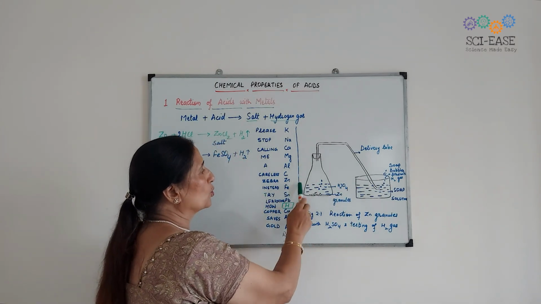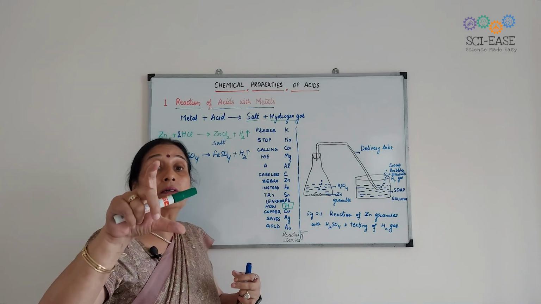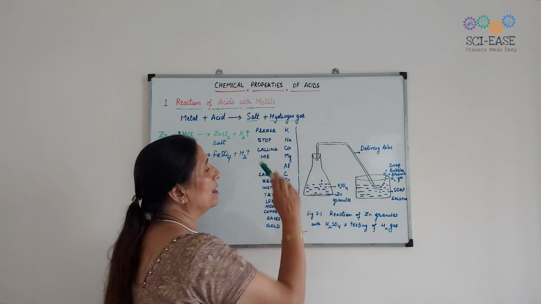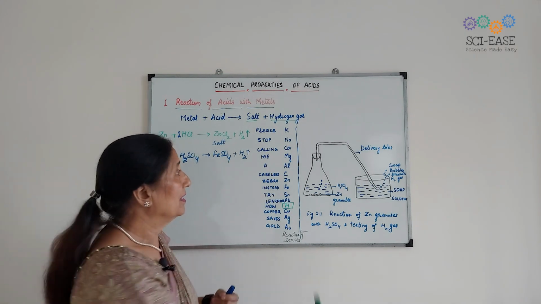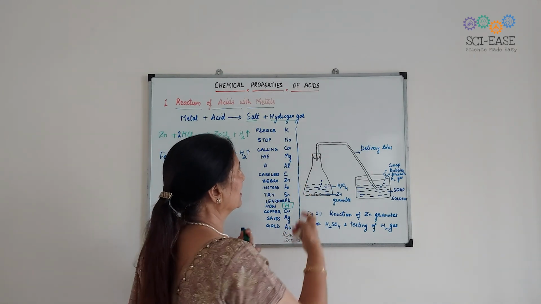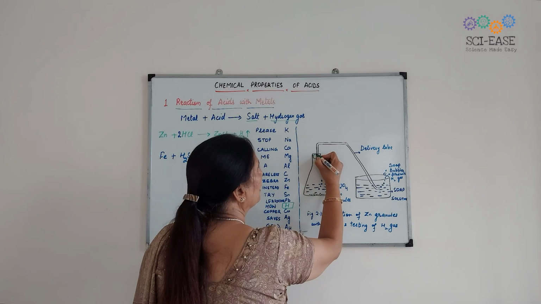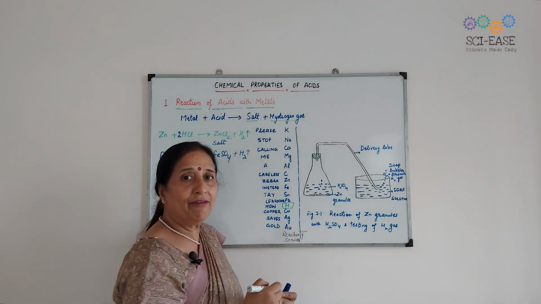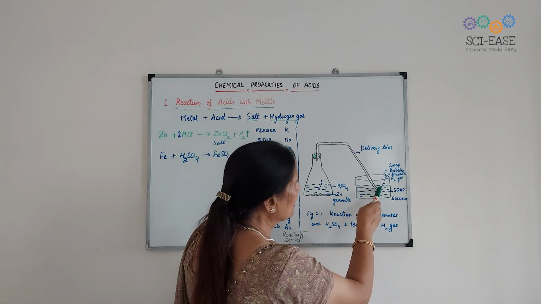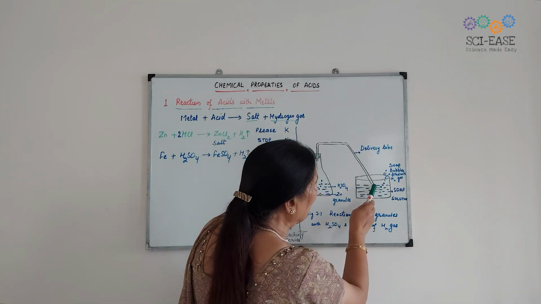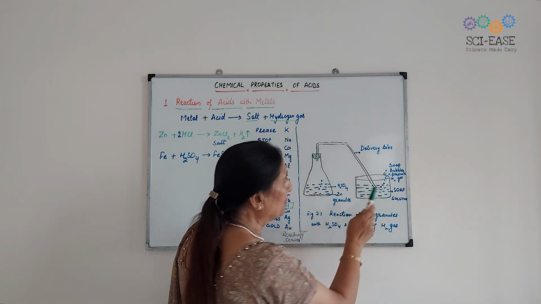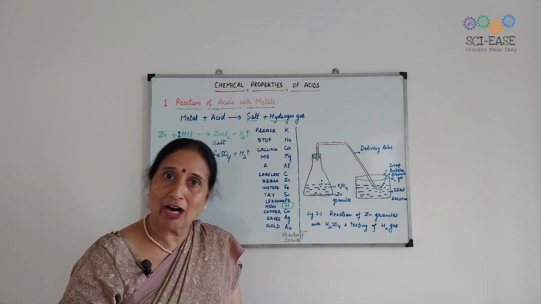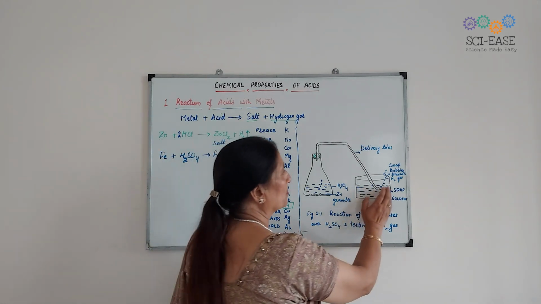First, I have taken this conical flask. You can take a test tube also, put some zinc granules in it, and then put sulfuric acid. Now close the mouth of the conical flask or the test tube with the cork, and this is the delivery tube. The end of the delivery tube will be dipped in the soap solution which is taken in the trough. This is a soap solution.